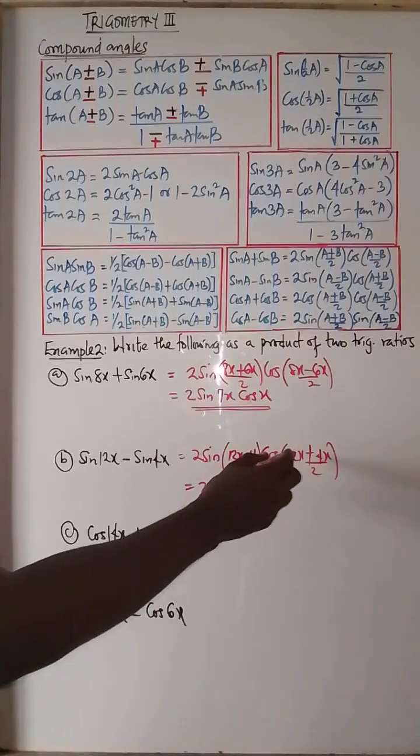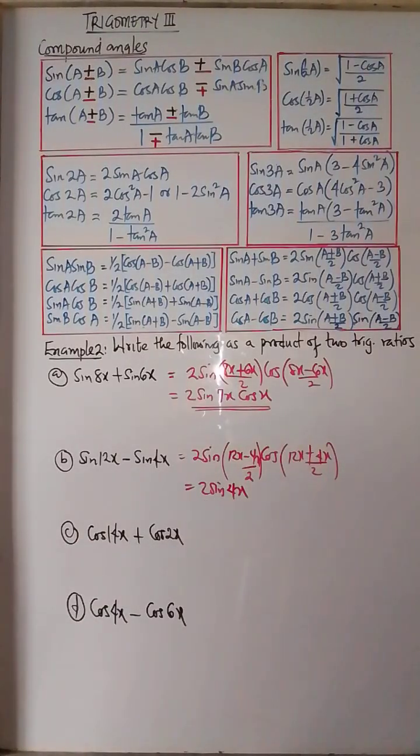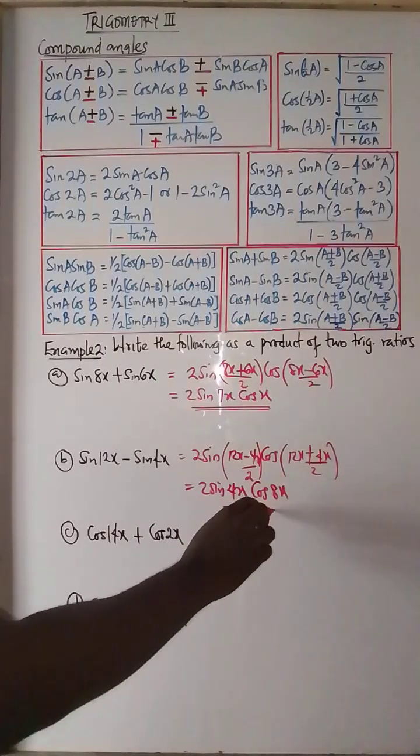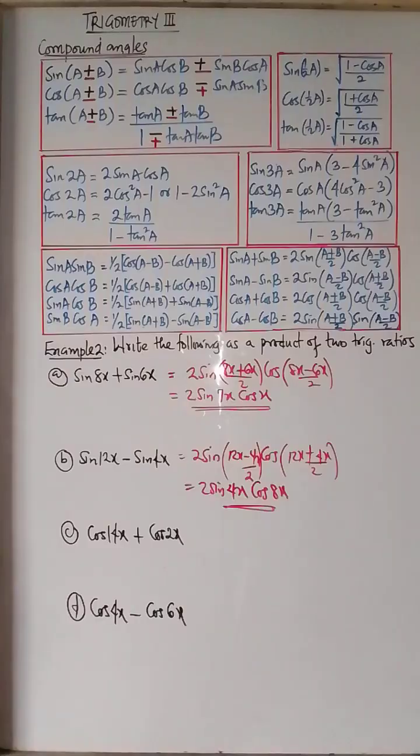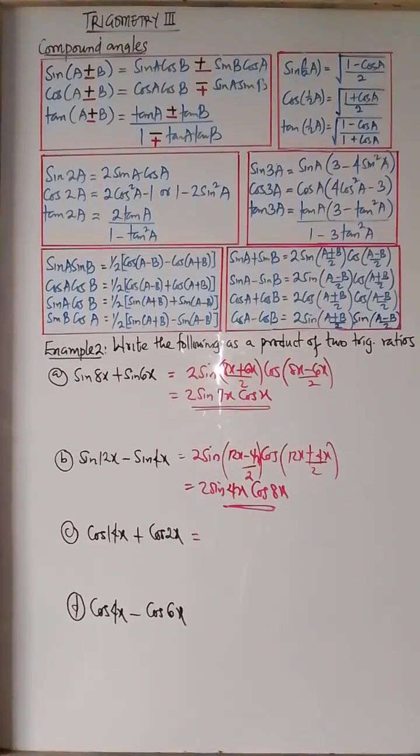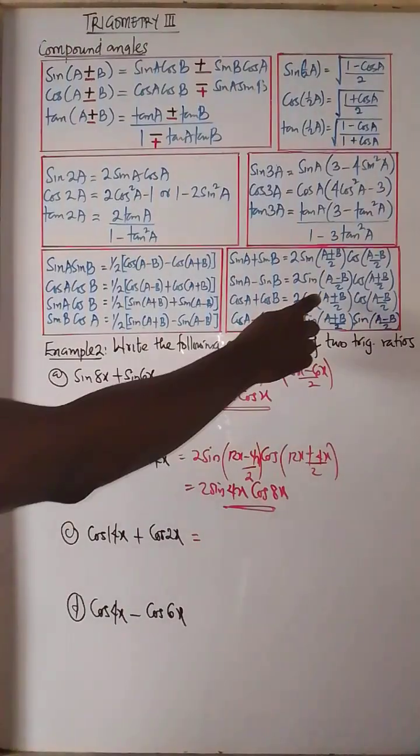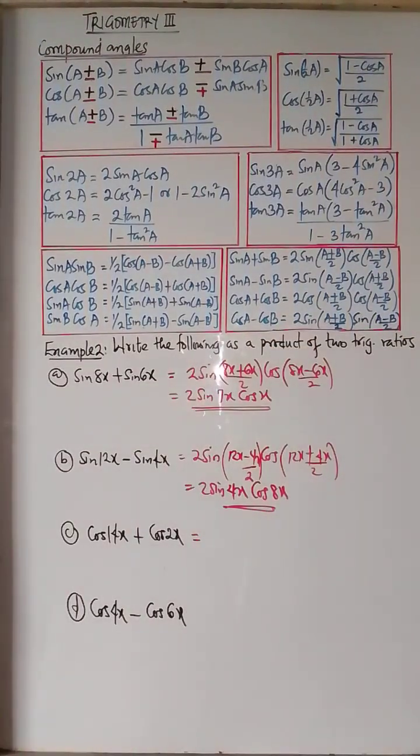Then for this one, 12 plus 4 is 16 over 2, that's 8. That's cos 8x. As simple as that if you know the formula by heart. The next one is cos with addition. Cos with addition. So we add the two angles, then we subtract using cos each.